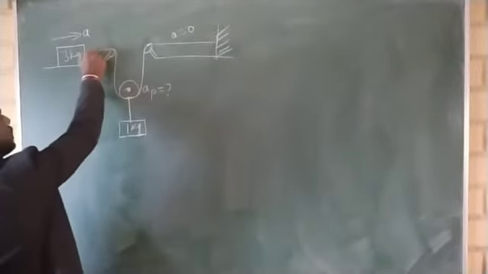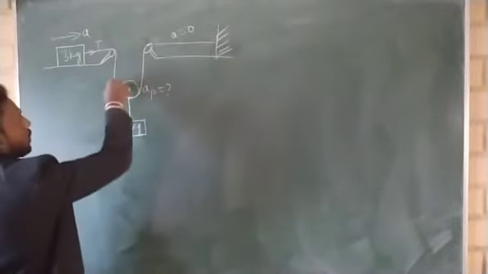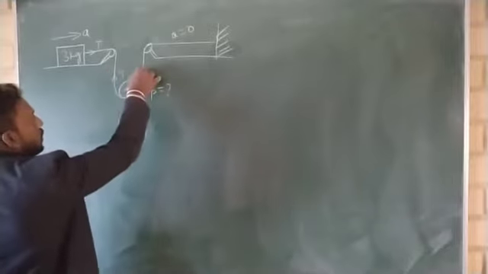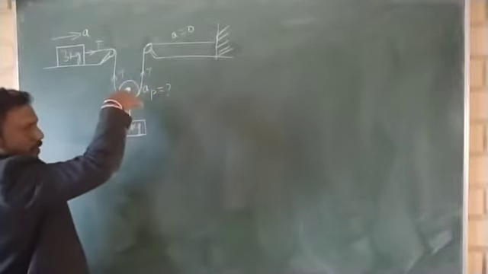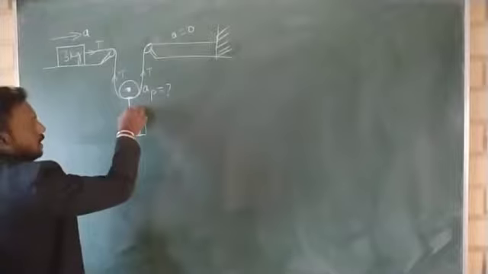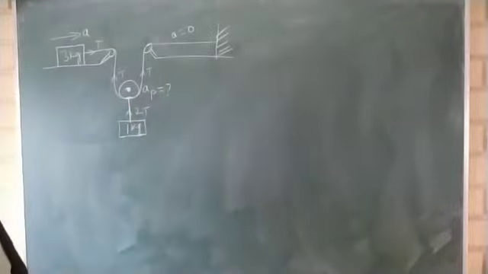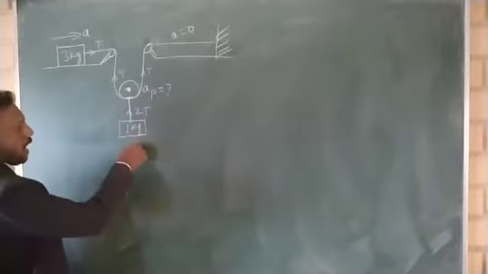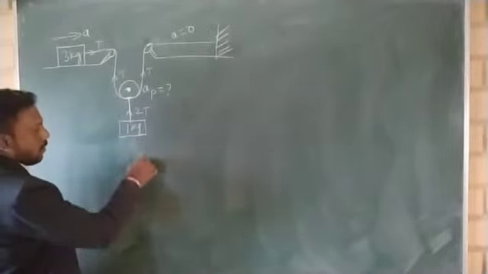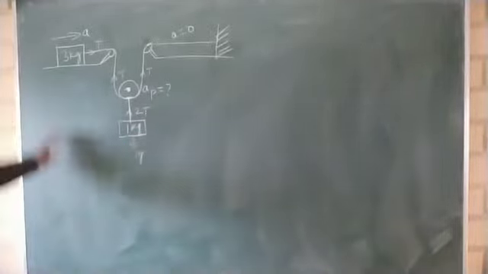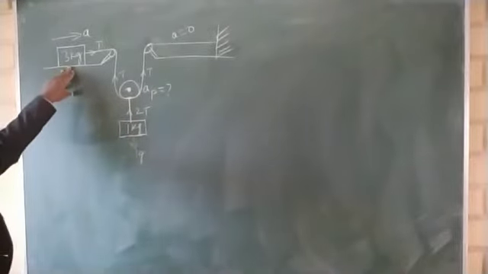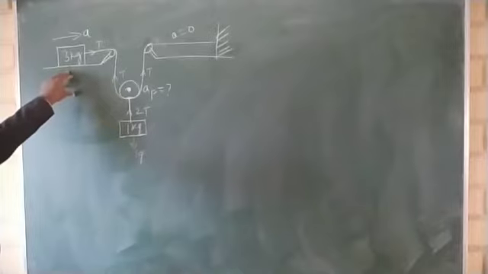And tension in this block is equal to T. Here also tension T. Here also tension T. Okay. This T is equal to 2T. Weight of this block acts in downward direction, that is 1 G. Here weight is equal to normal reaction. Therefore they cancel out. Now find out acceleration of the movable pulley.